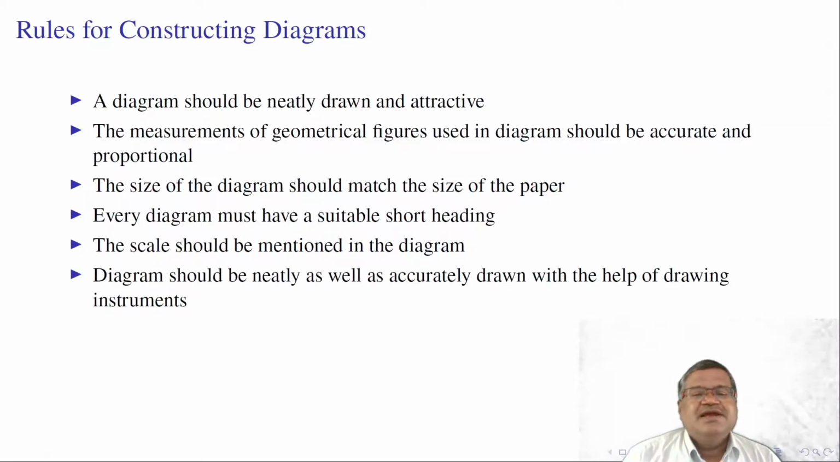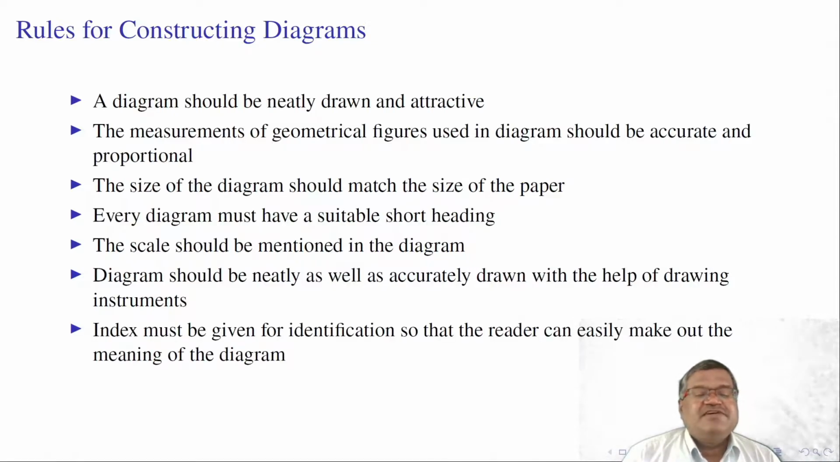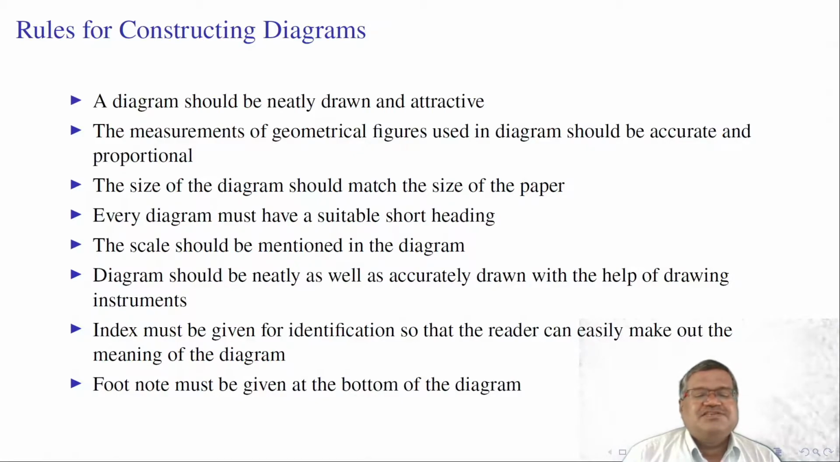A diagram should be neatly as well as accurately drawn with the help of drawing instruments. By using drawing instruments only, we can get neat and attractive pictures. Just drawing with a freehand curve does not make diagrams attractive. An index must be given for identification so that the reader can easily make out the meaning of the diagram. A footnote must be given at the bottom of the diagram.